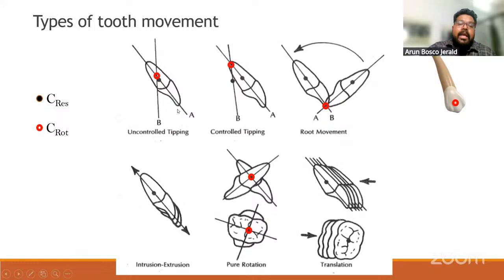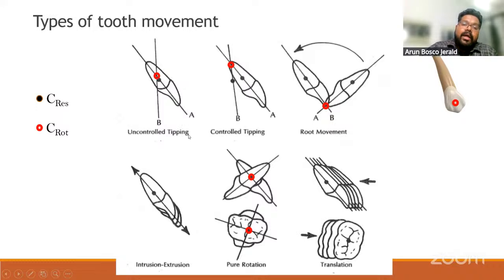If the tooth has to move from position A to position B, the crown and root both will be moving. So the crown will be moving in a lingual direction and the root will be moving in a labial direction to become positioned in position B. So there is a rotation for this too, since the crown is moving lingually and the root is moving labially. So this rotation will have a center, which is called the center of rotation.